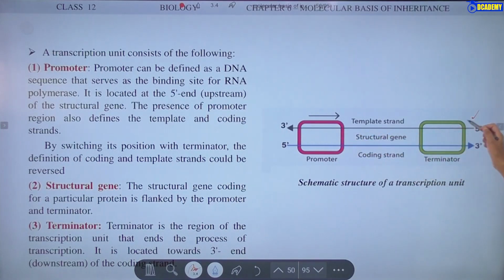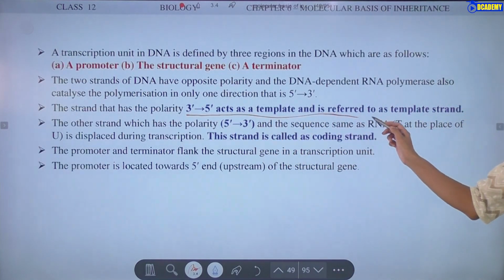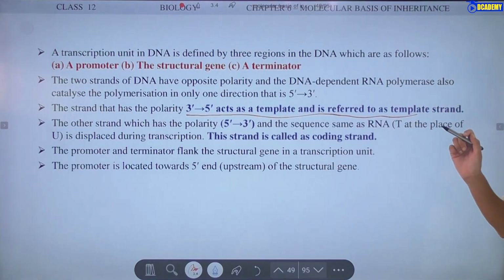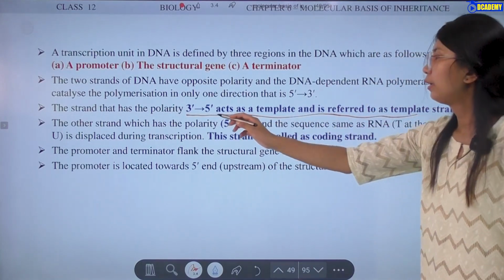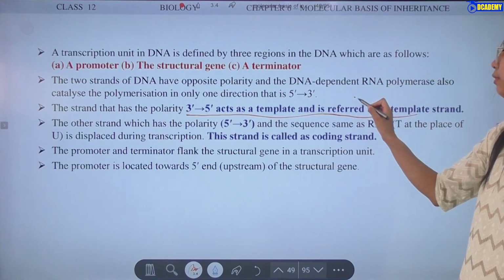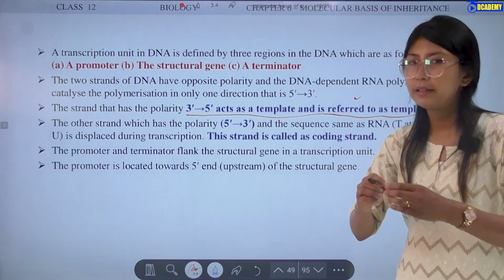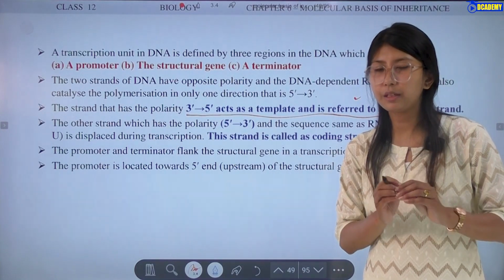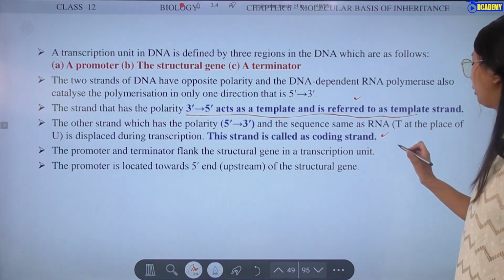3 prime to 5 prime is a template and acts as, and is referred to as, a template strand. The DNA strand with 3 prime to 5 prime polarity is the template strand. The 5 prime to 3 prime strand, whose sequence is the same as the RNA, is known as the coding strand.